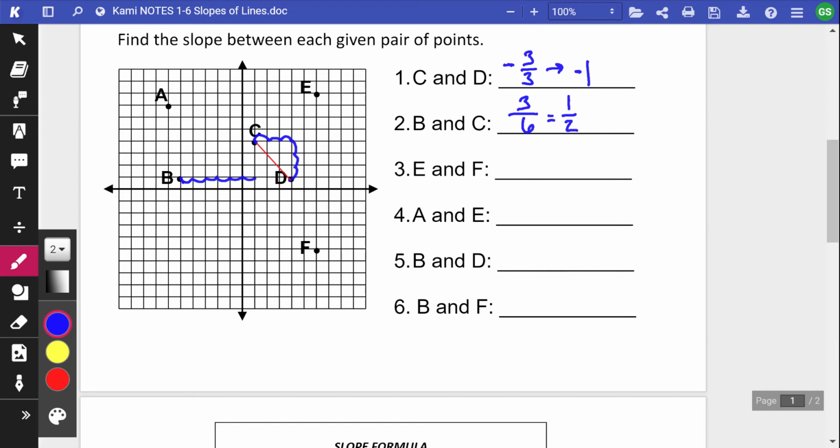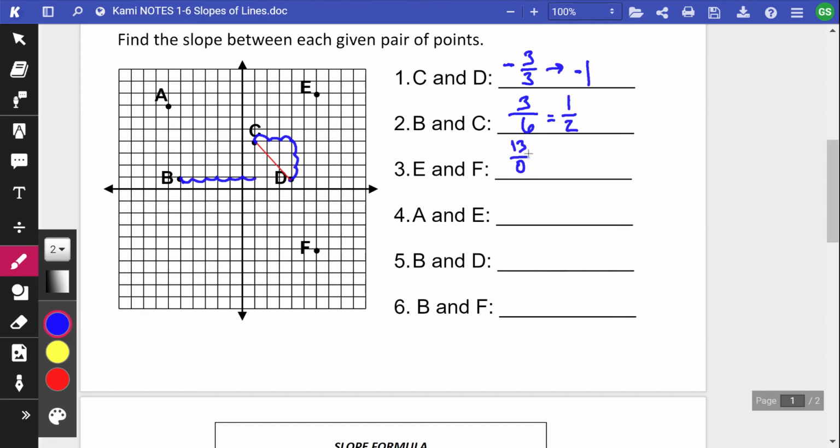E and F. Okay. We're going to start with the bottom point and count up. So 1, 2, 3, 4, 5, 6, 7, 8, 9, 10, 11, 12, 13. So my rise is 13. But right away, I see that we may have a problem with the run. Point E and point F are on the same vertical line. So there is no run. I go 0 over to get from one point to the other. So my run is 0.